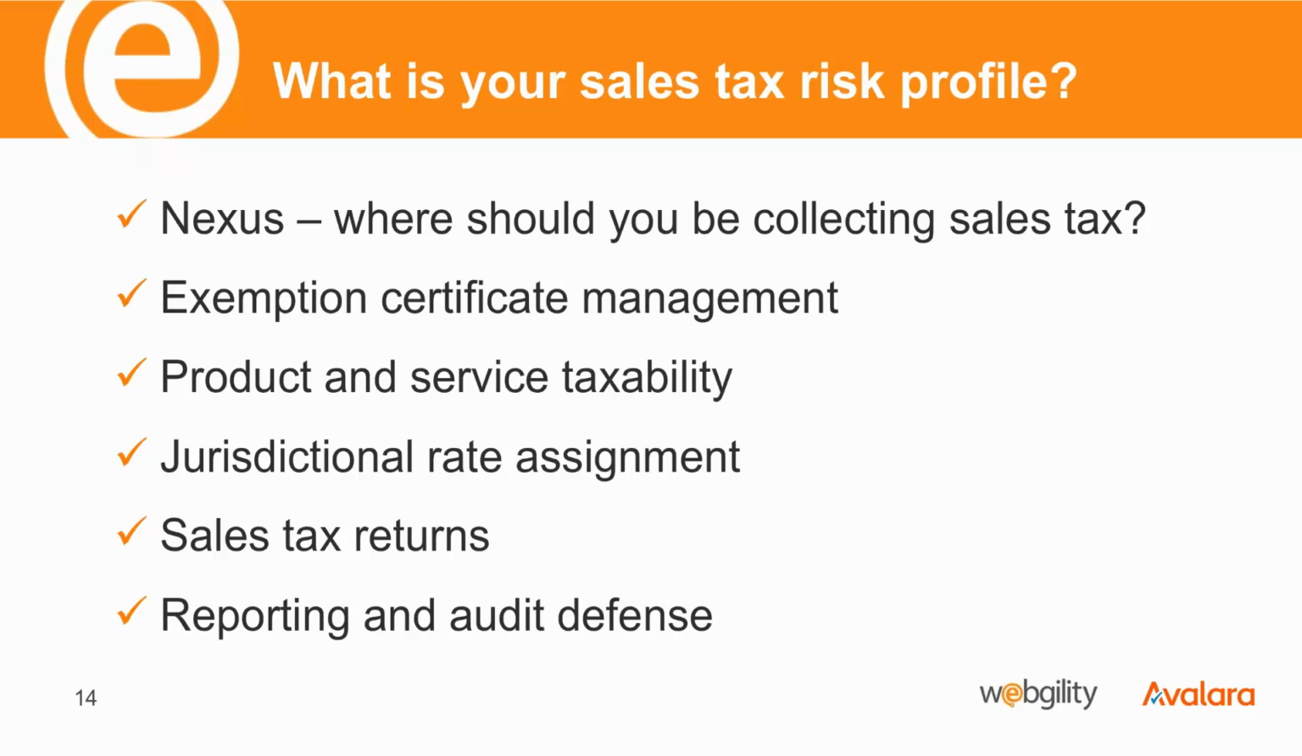So when we think about what a sales tax risk profile is, we look at several different items. First of all is Nexus. This is one of the more important ones. Nexus is really where you should be collecting sales tax. If you have Nexus in a state, you need to be registered and collecting sales tax in that state. Also, exemption certificate management. If you're making exempt sales, you need to have an exemption certificate on file showing why you didn't collect sales tax on any sale, because when you get audited, that's one of the first things they look for.